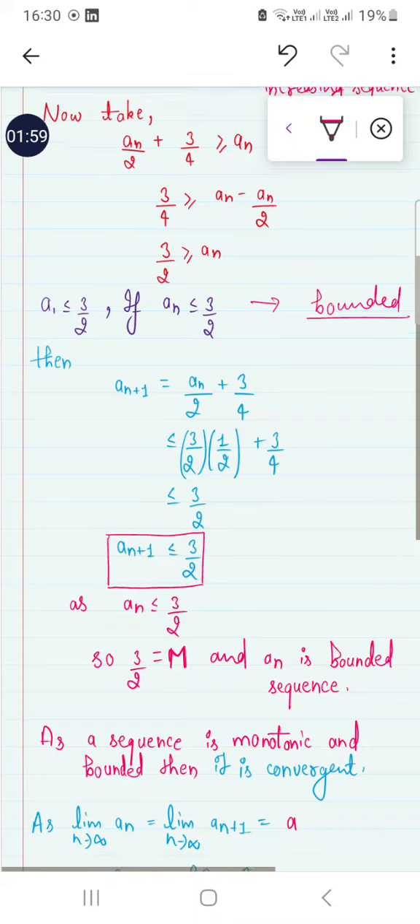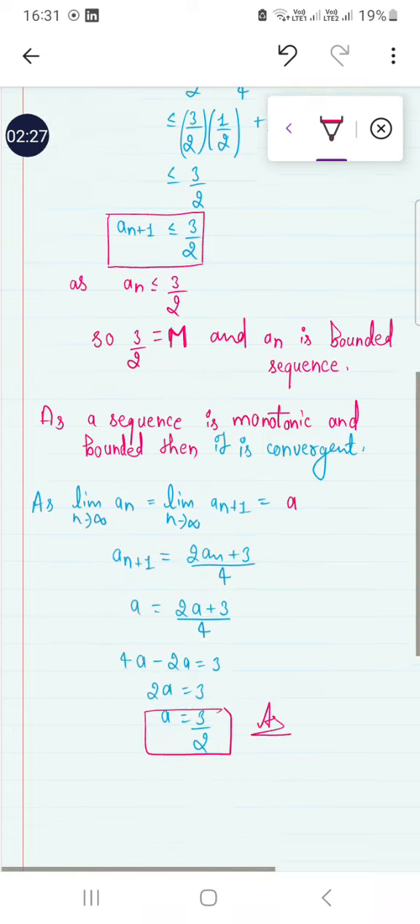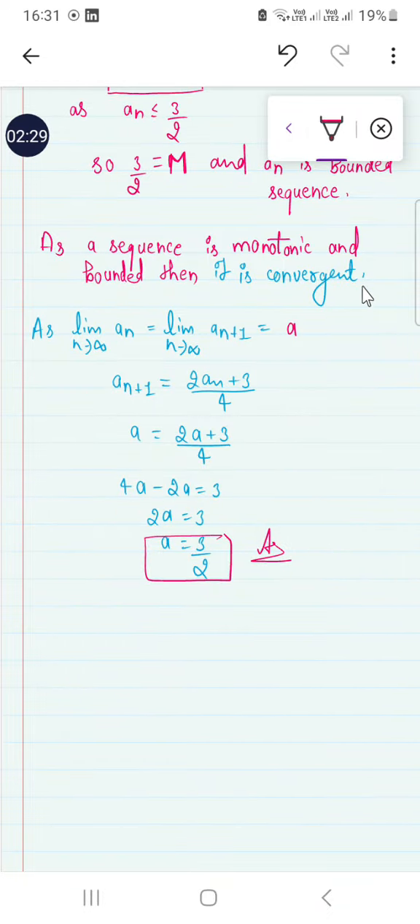Okay, now we have to prove that a_{n+1}, what is the value of a_{n+1}, which is a_n/2 plus 3/4. After solving this, putting the value of a_n less than or equal to 3/2, we get 3/4 plus 3/4, which is 3/2. This makes a_{n+1} also bounded by 3/2, then a_n is also bounded by 3/2, so 3/2 is a bound. So a_n is a bounded sequence. As we know that the sequence is monotonic and bounded, it is convergent. So the sequence is convergent.